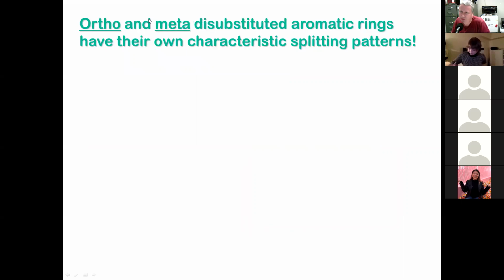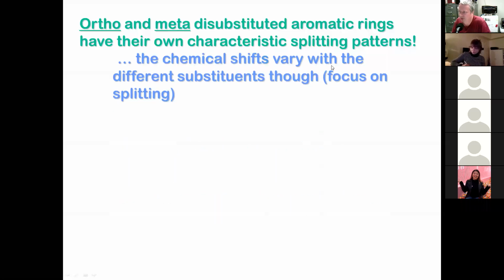Ortho and meta are the other patterns. They have their own characteristic splitting patterns. So the chemical shifts will vary. Let's not worry about the chemical shifts. Let's focus on the splitting right now. Chemical shift is like where the peaks are. We care about the splitting right now. The question was, so basically it depends on the carbons that are connected to the specific substituents. It's really the neighboring protons and how many neighboring protons there are.